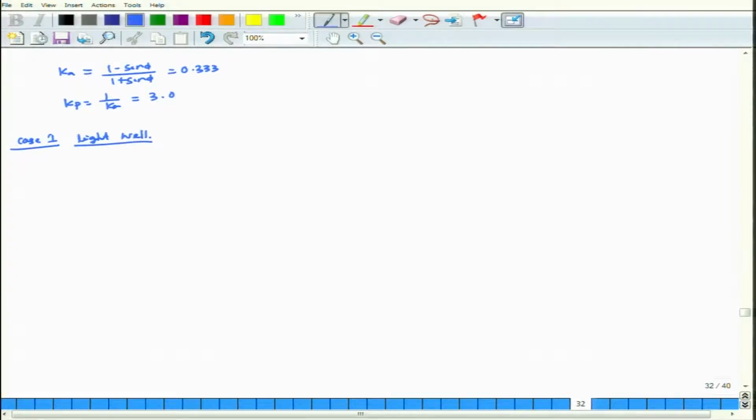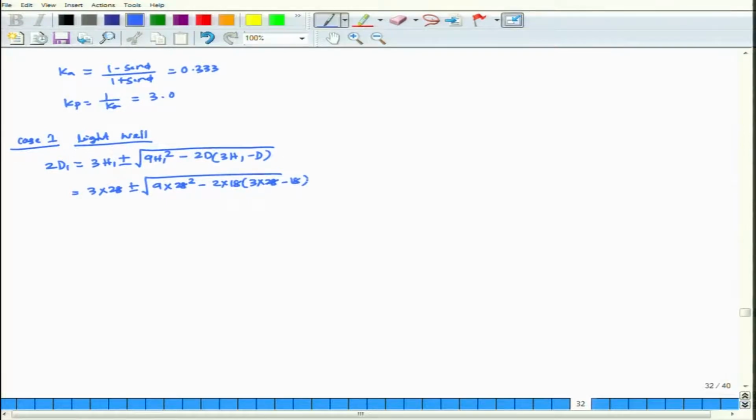light well. In light well, what is the formula? 2D1 is equal to 3H1 plus minus root over of 9H1 whole square minus 2D into (3H1 minus D), which is equal to 3 into 28 plus minus root over of 9 into 28 whole square minus 2 into 18 into (3 into 28 minus 18), which is equal to 84 plus minus root over of 7056 minus 2376, which is equal to 84 minus 68.41, which is equal to 15.58.